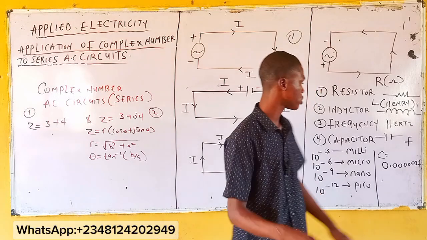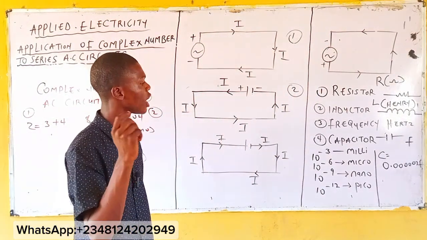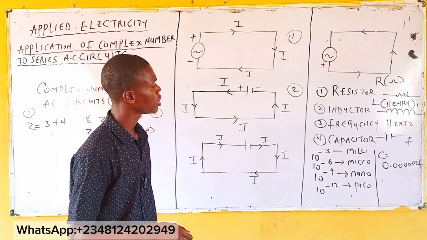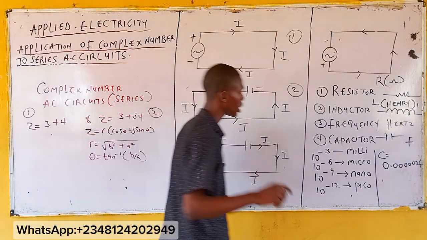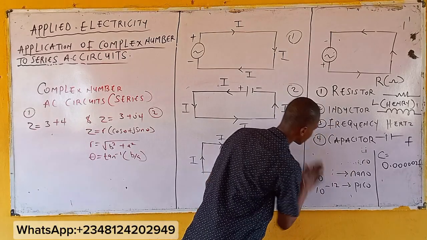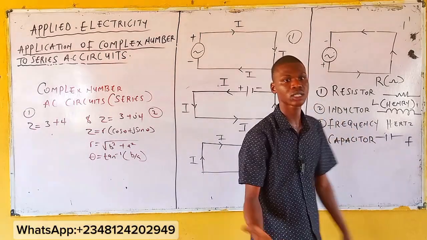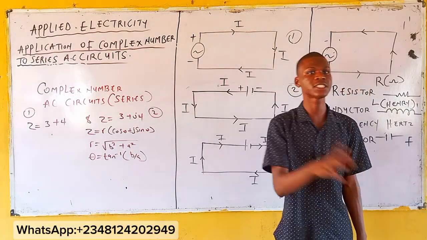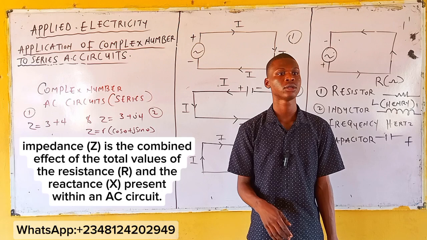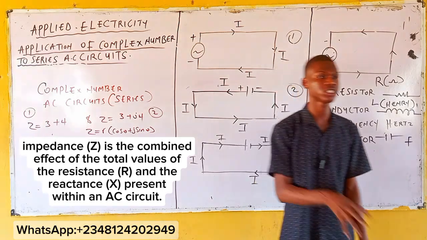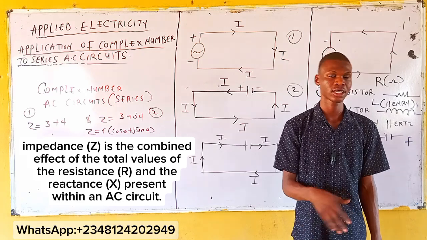Alright, back to what we were discussing. We said we have resistor, we have inductor, we have frequency, we have what? Capacitor. Then, what else? Yeah, impedance. I was saying something about impedance. By definition, what is impedance? What is the difference between impedance and resistor? Impedance is the total resistance to the flow of current in an AC circuit.